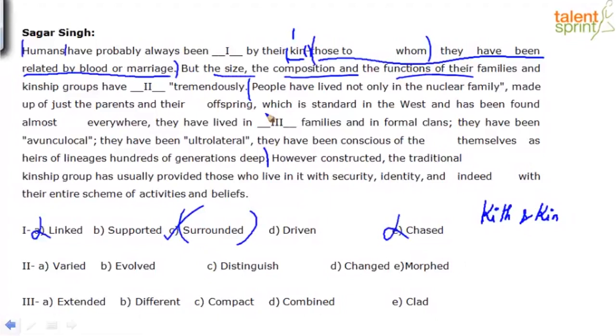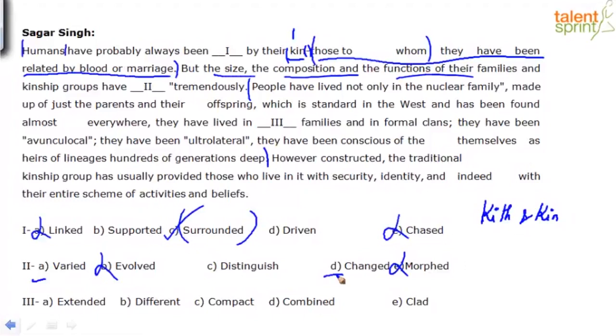Right? So it is not talking about this species evolved, so you can eliminate option B. There is no distinguishing happening here, right? And morphed again is an illogical fit here. Between A and D, because I am relying on the next sentence to throw some light on the context, I will move towards varied rather than changed.